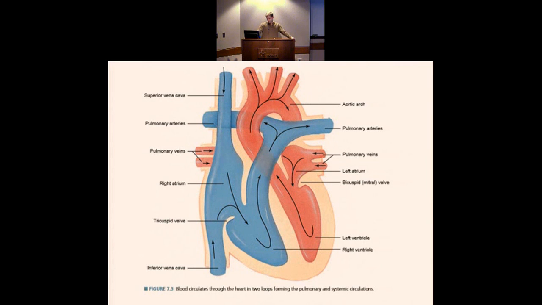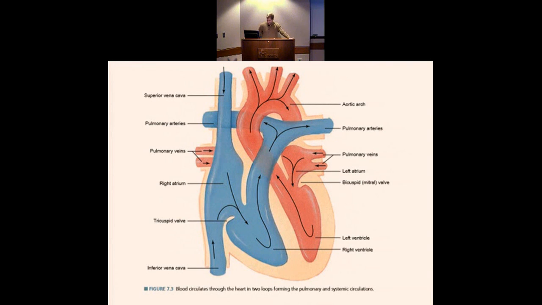It goes from the right ventricle into the pulmonary arteries, into the lungs. It's oxygenated there. Everything past that point will be oxygenated. It turns to red. So it goes from your lungs back through the pulmonary veins into your left atrium. It's going to go through your bicuspid or mitral valve into your left ventricle. That pumps and goes out into the rest of the body through your aortic arch.